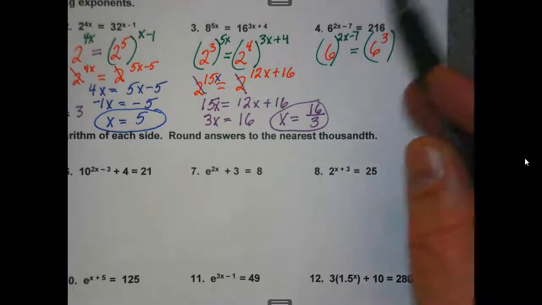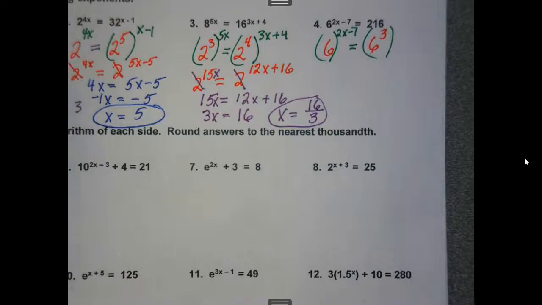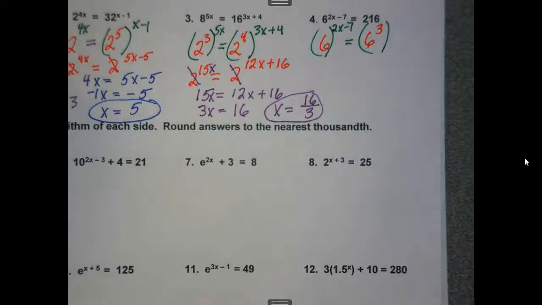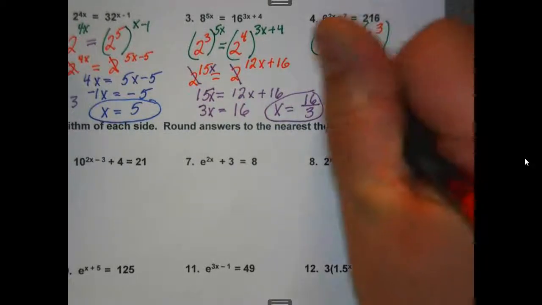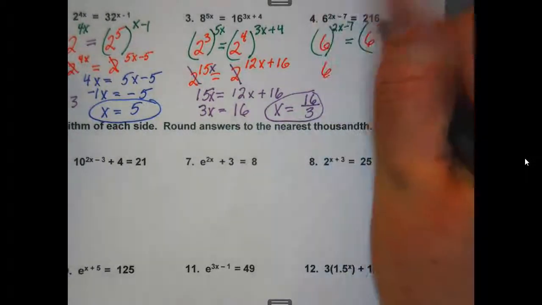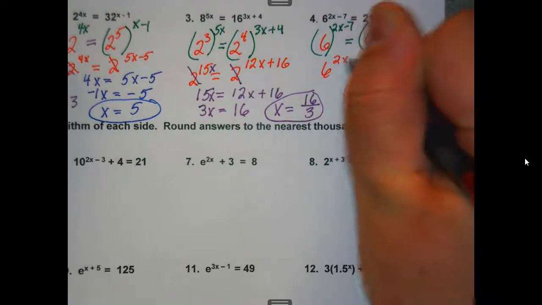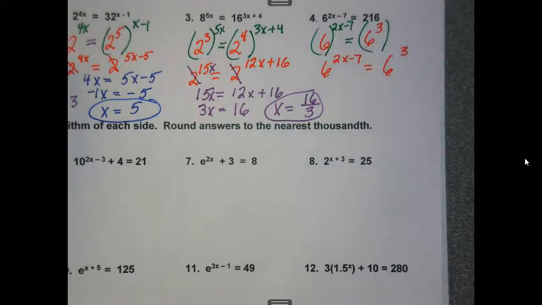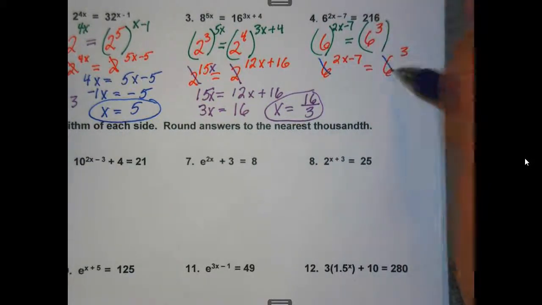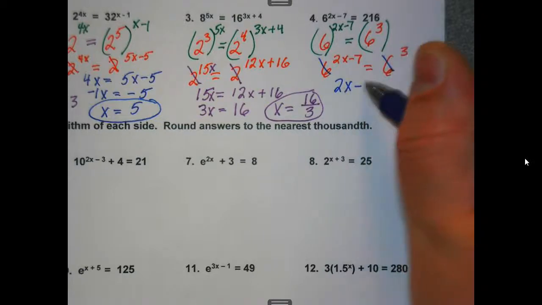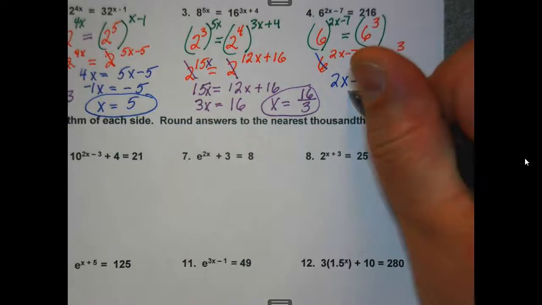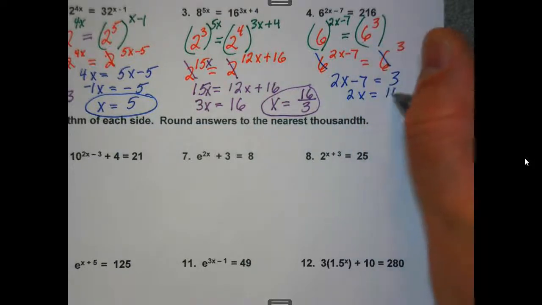And hopefully 216 is divisible by 6. All right, so I have no exponent there. I could just leave everything the same, right? Nothing to multiply, they're just 1. So I have 2x minus 7 equals 6 to the third. My 6's are going to go away. So I get 2x minus 7 equals 3. Add 7. 2x equals 10. So what's x?